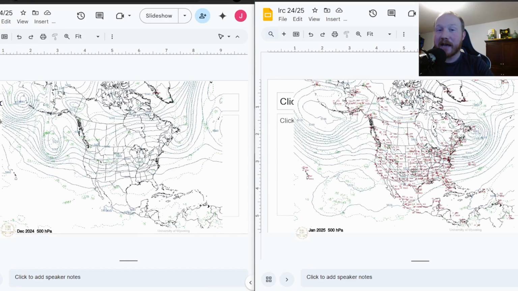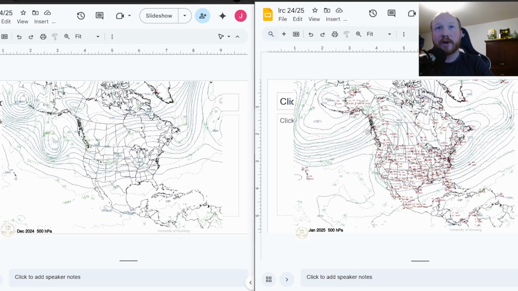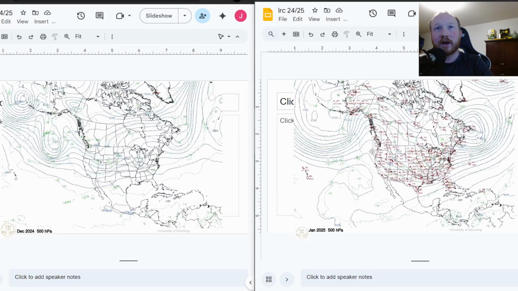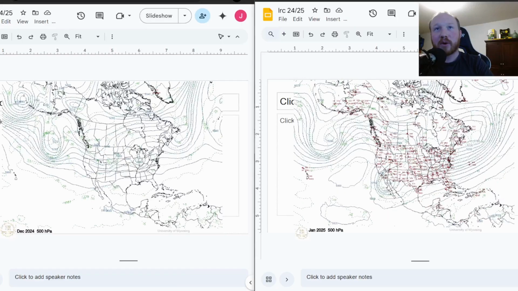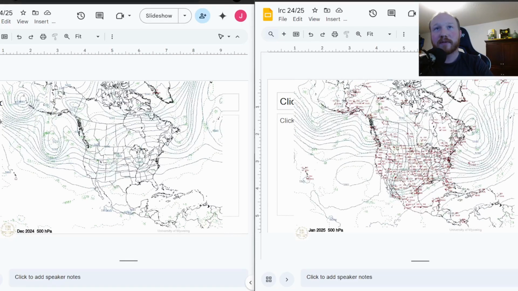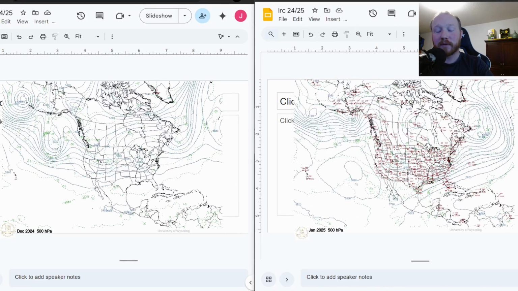What happened after that? A second snowstorm. Here we go. There's our second wave right there coming in off the Pacific, drops down towards Mexico, forms, lifts into the east portion of the country.